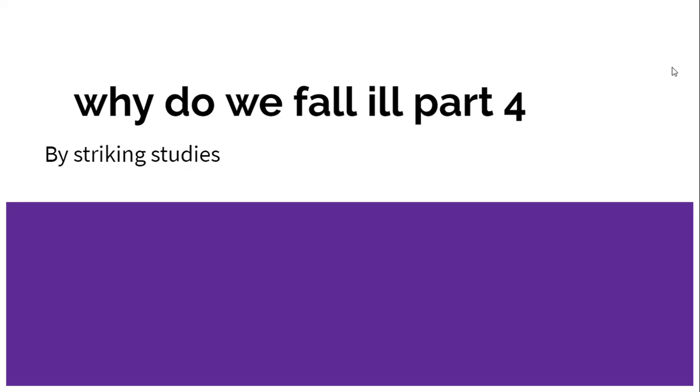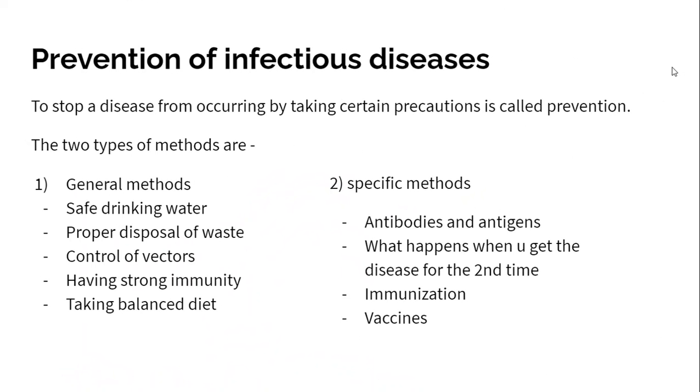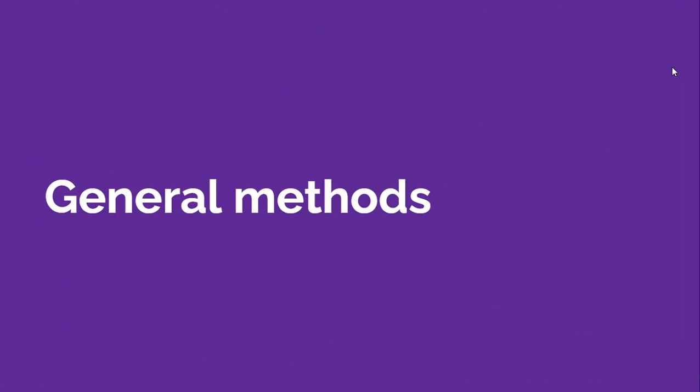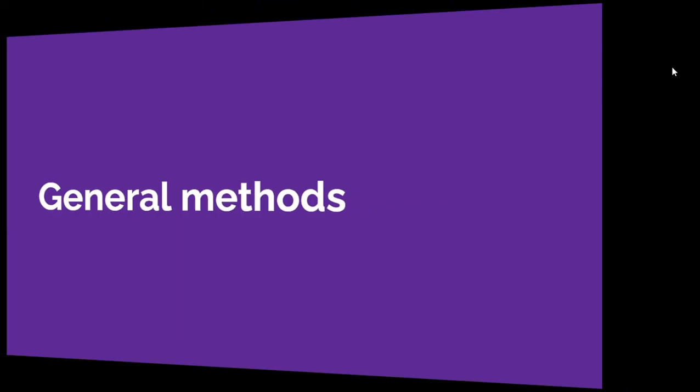So today I'm going to be explaining why do we fall ill part 4, and we're going to just see how to prevent infectious diseases. So to stop a disease from occurring by taking certain precautions is called prevention, and there are two types of methods, that's general methods and specific methods. So first we're going to do general methods.